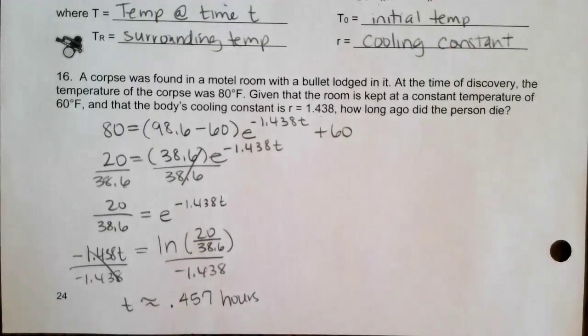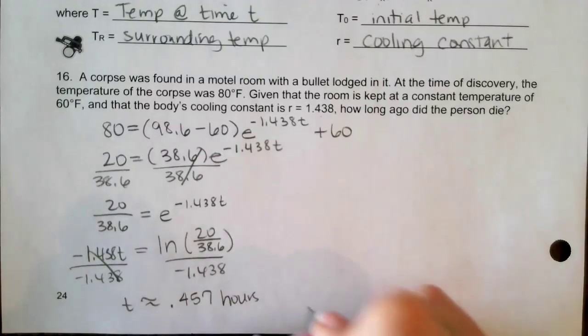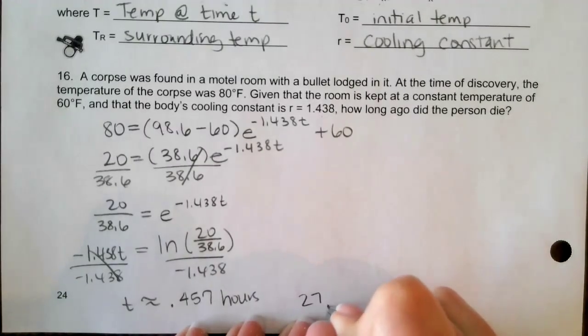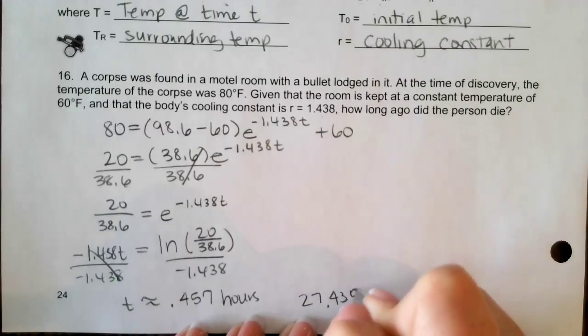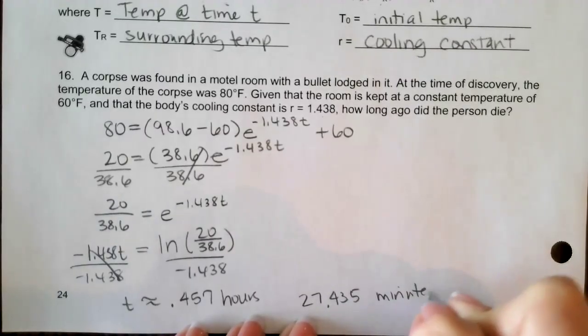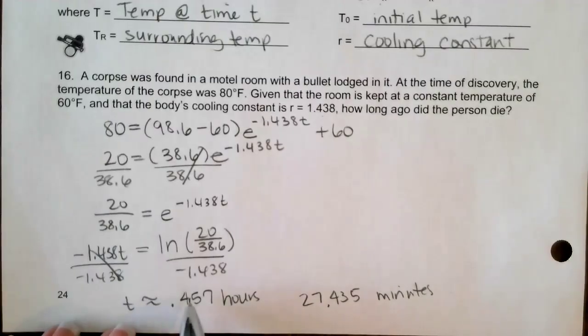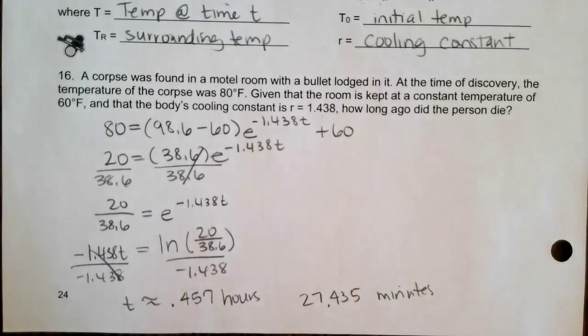And so if we wanted to determine that by time, we can convert it to the time. Which is about 27.435 minutes. This is about half an hour, 60 minutes. So you end up with that 27.435. So they died pretty recently. All right, that's solving exponentials using logs.